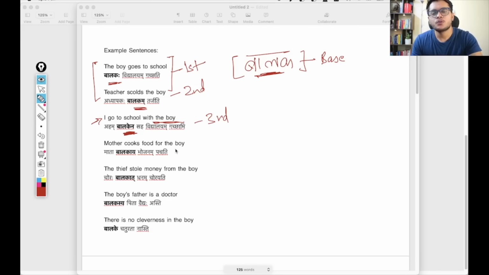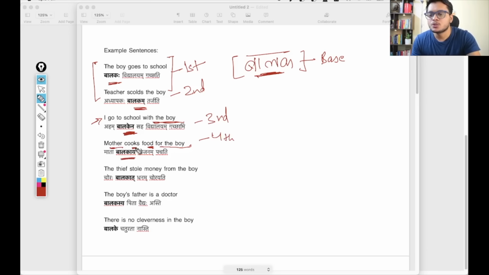Mother cooks food for the boy. So mother again is the subject. She is doing the work. Cooking is the action. What is being cooked? Food is being cooked. So food is the object, right? The boy here, for the boy. So whenever something is done for someone, whenever that noun is the receiver, because things are being done for him, then the noun becomes fourth case. Then he comes under fourth case. And in fourth case, Balak changes into Balakai.